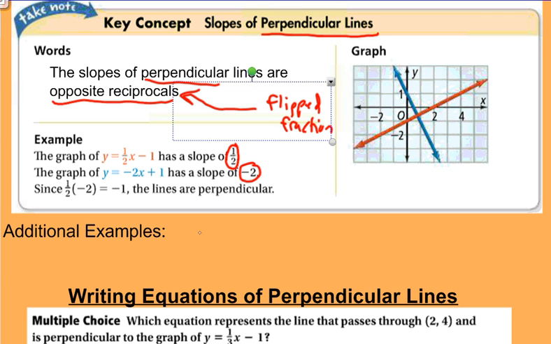So additional examples, if you had 2, the opposite reciprocal would be negative 1/2. Okay, if you had negative 1/3, opposite reciprocal, opposite would be a positive, and the reciprocal would be 3 over 1, or 3. All right, let's say you have 2/5. The opposite reciprocal would be negative 5 over 2. So again, those are all examples of perpendicular slopes. One is a positive, one is a negative, and they're reciprocals.